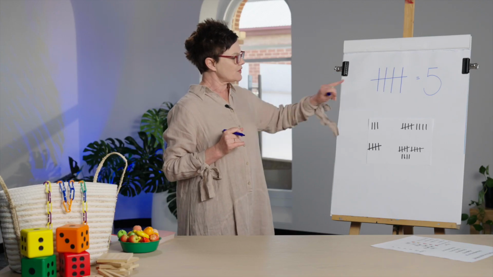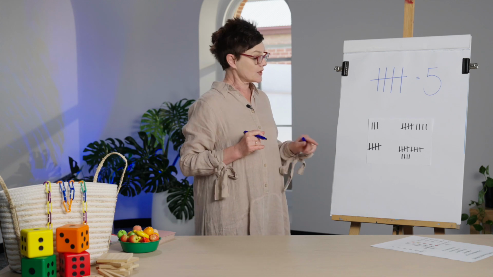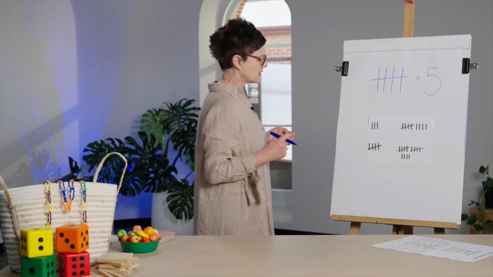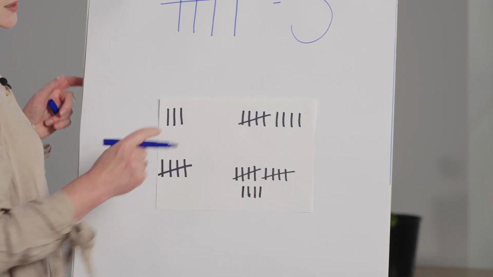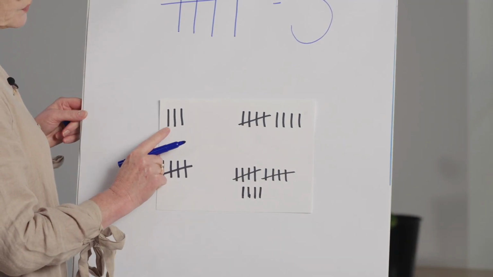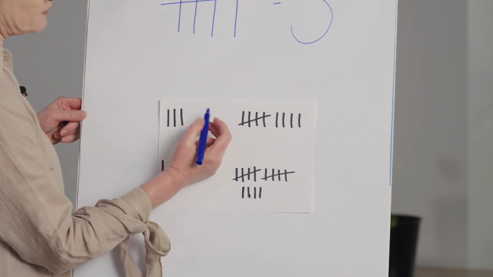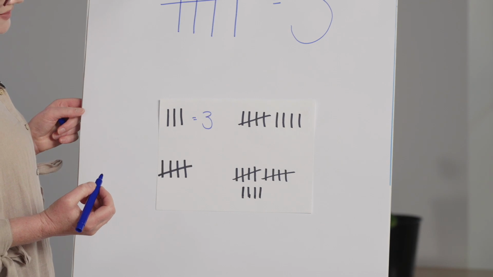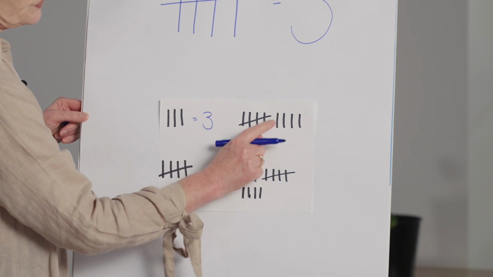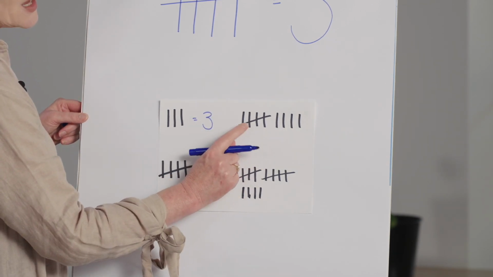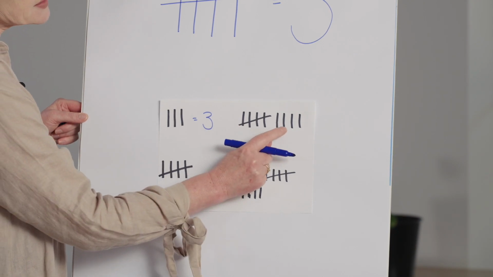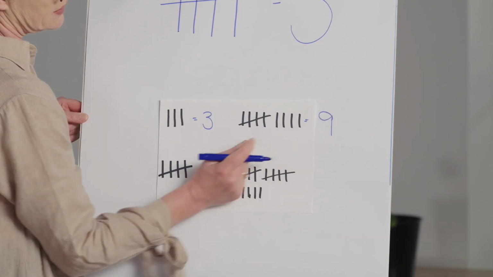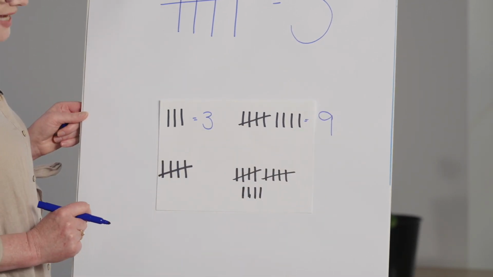Okay, so if we know that this is how it works, let's have a look at these ones down here and see if we can number what we have. All right, some tally mark exercises. What have we got here? 1, 2, 3. We have 3. Let's try this tally mark. How many altogether? 5, 6, 7, 8, 9. We have 9 here. Getting good at tally marks.